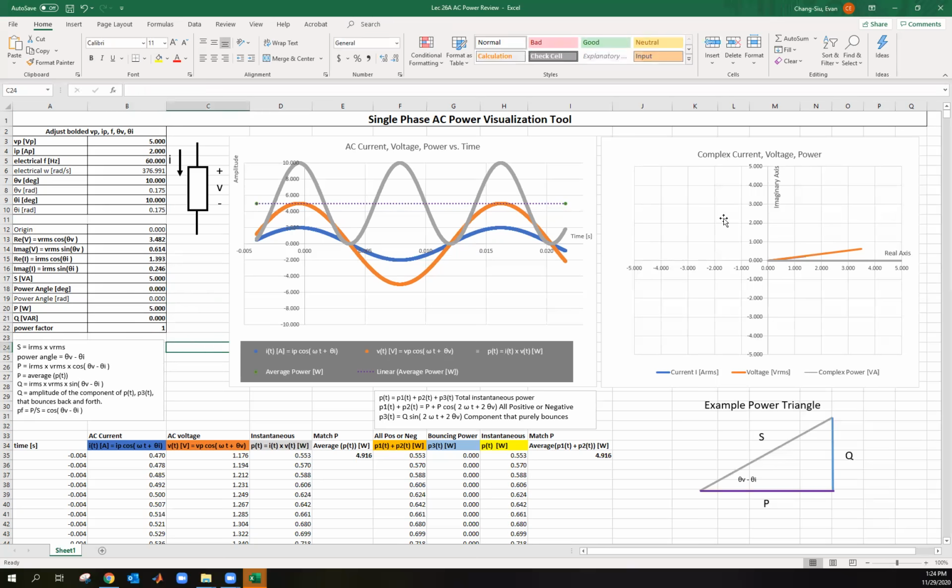Okay, what do I have on the right over here? Now notice on the right, here's an example of a power triangle.